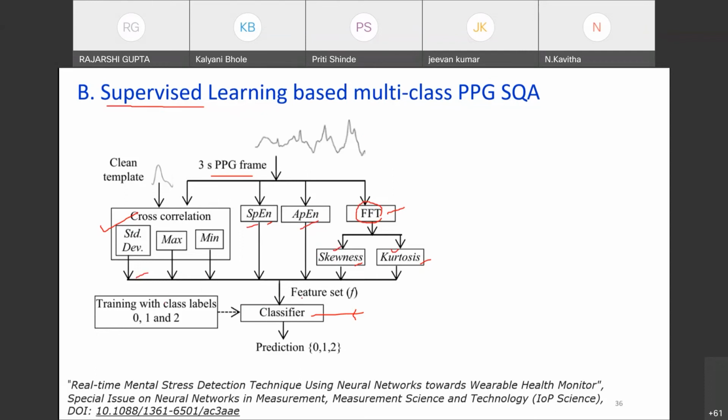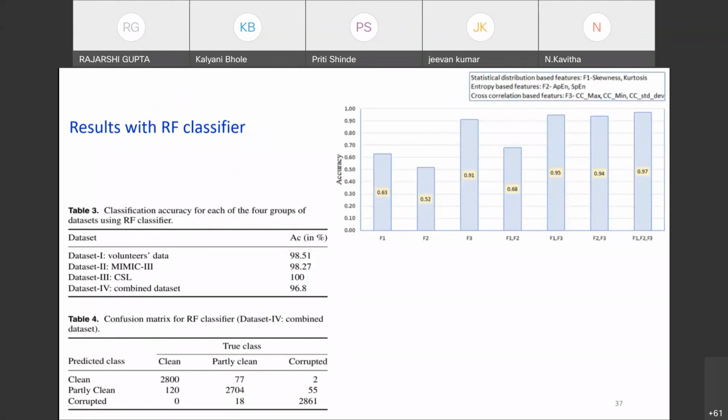Then we classified the data. This is published recently in a journal, Measurement Science and Technology. Here random forest provided the best results. I have shown the feature combinations and the corresponding results. You can see that using F1, F2 and F3, these 3 feature sets, we could get 97%. This is very important, as I will show you that we could develop a standalone embedded system using a Raspberry Pi to get this classification done.